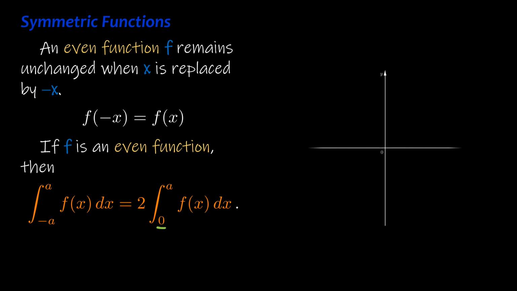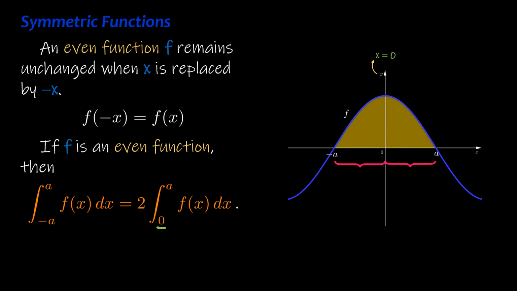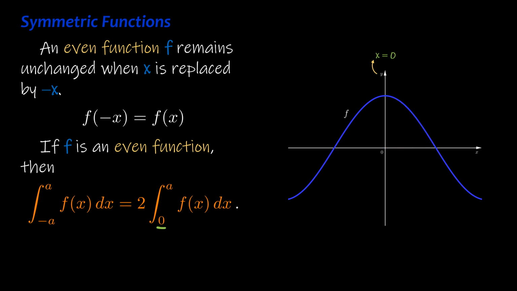The following figure illustrates a graph of an even function. It is a function that is symmetric with respect to the y-axis or the line x equals 0. The definite integral of the function from a units to the left of the center of the interval to a units to the right of the center of the interval is just the double of the definite integral from the center of the interval to a. This property is true for any value of a.